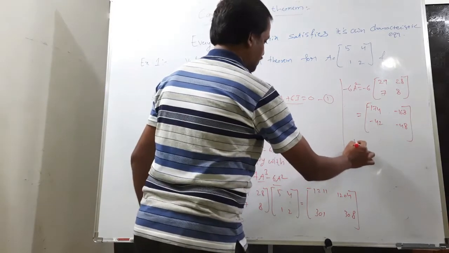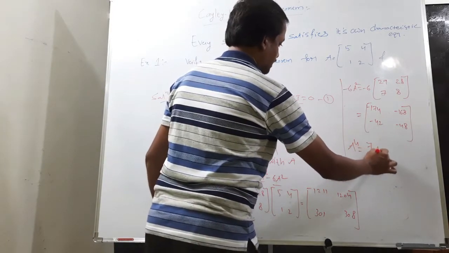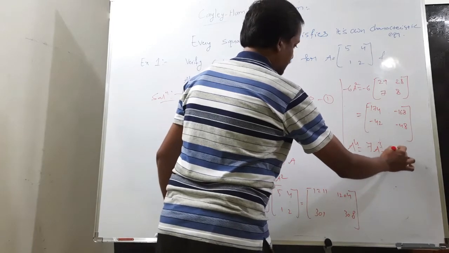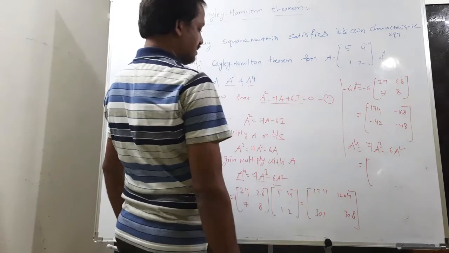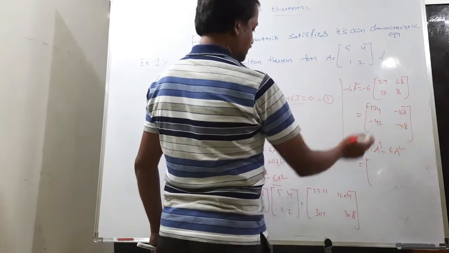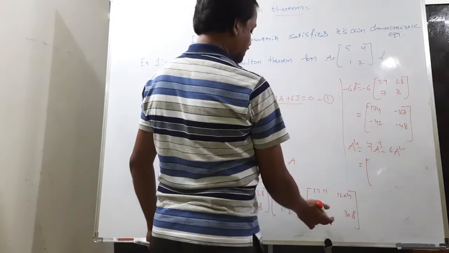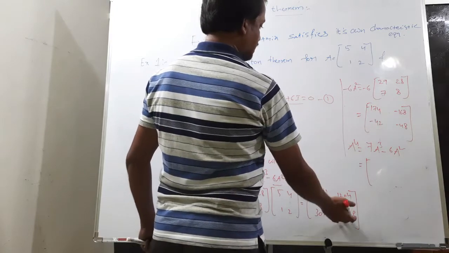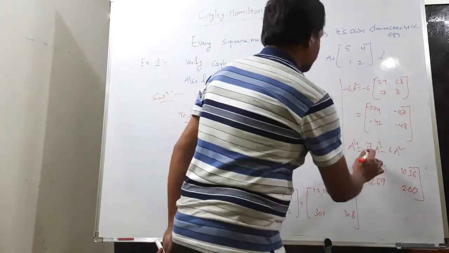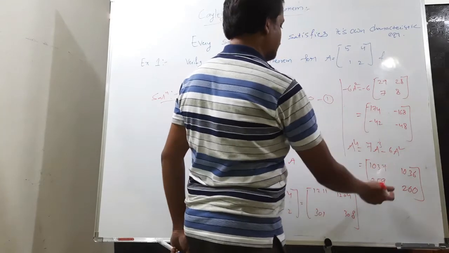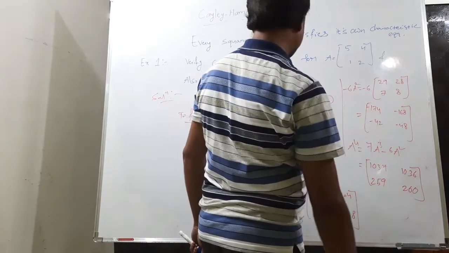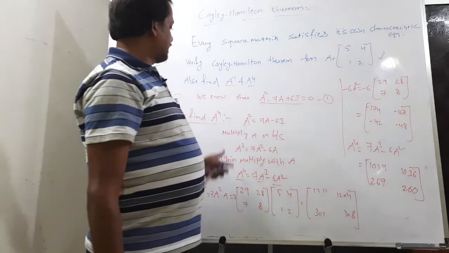So finally we want A power 4. A power 4 is equal to 7A cube minus 6A square. So addition of these two matrices: 112 minus 174, 1204 minus 168, 301 minus 42, 308 minus 48. So here we are getting 1037, 1036, 259, 260. So here we are able to get higher powers.